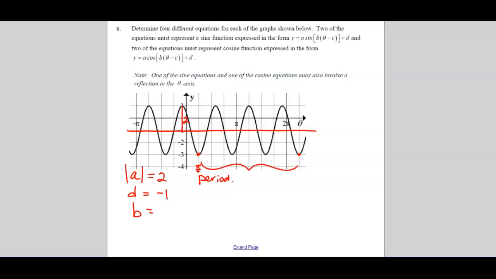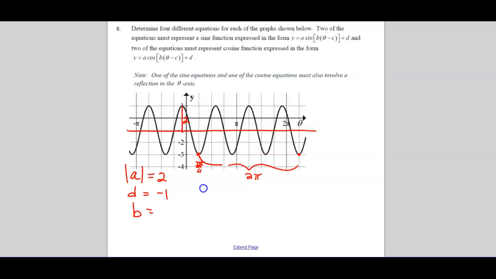So, what is this length? That is 2 pi, right? Because that's one grid marking to the right, and this is one grid marking to the right. How many cycles do I have in that? 1, 2, 3. So that means one cycle would be what length? 2 pi over 3. Divide this length by 3 to get each of them. So the period is 2 pi over 3.